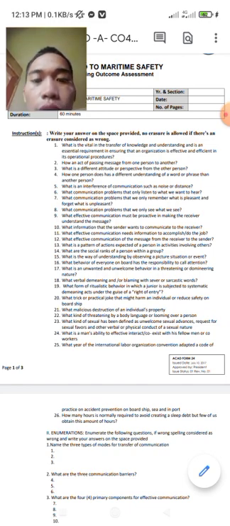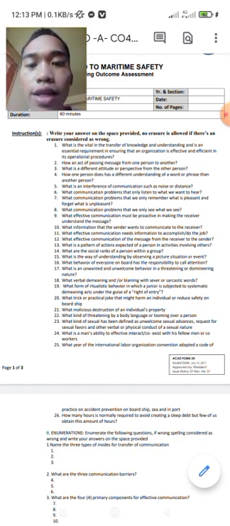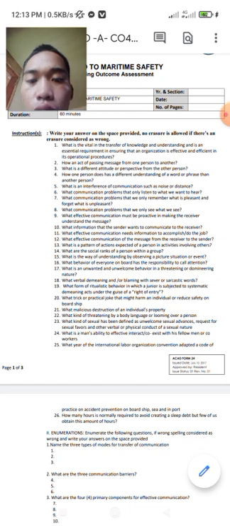So number 16, what behavior of everyone on board has the responsibility to call attention? That behavior is offensive behavior. So number 17, what is an unwanted and unwelcome behavior of a threatening or domineering nature? It is aggression.